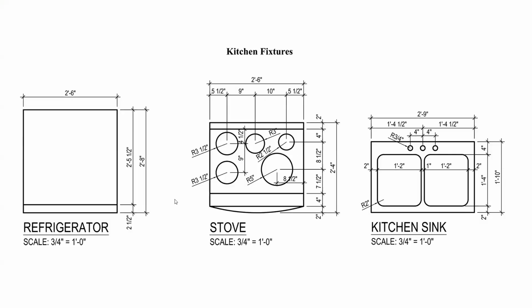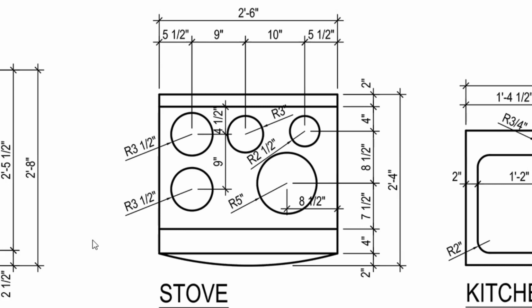Next to the refrigerator is the stove. You don't have to put them in this order. You can mix them up, and if you prefer, you can go ahead and start with the kitchen sink and then come back to the stove. But in any case, the goal is to draw all three of these fixtures. So I'll keep going from left to right, and stove it is.